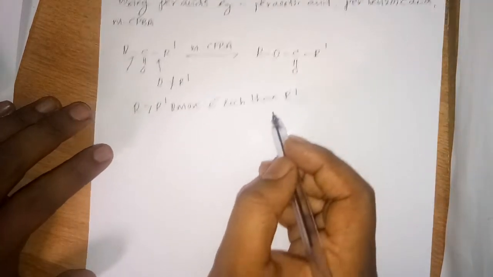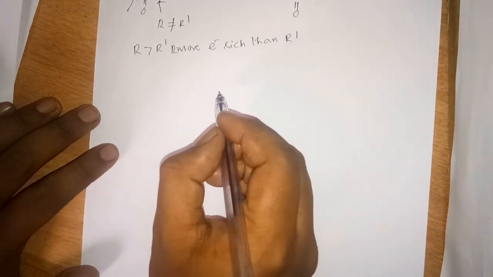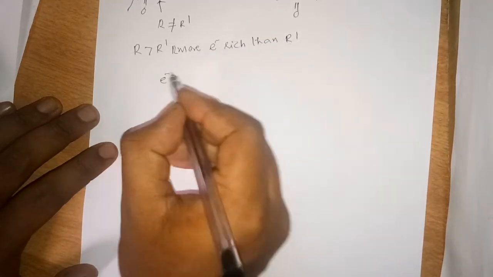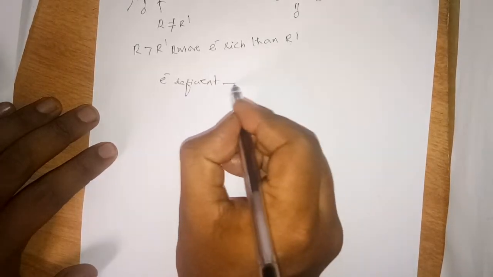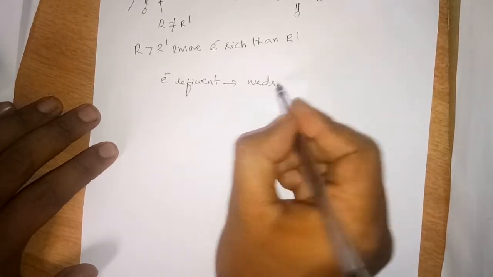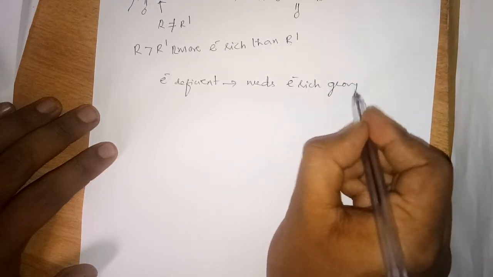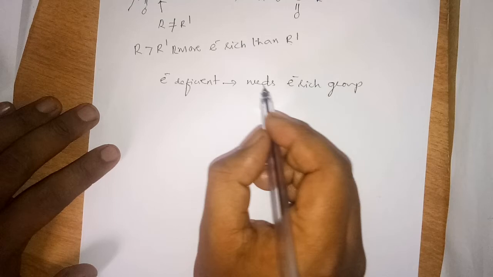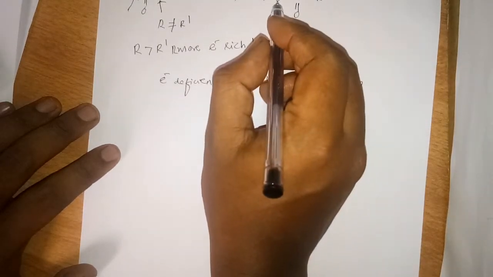Here we already know that these peracids, oxygen rich compounds, are electron deficient compounds. Electron deficient needs electron rich group. So that is why any electron rich group migrates preferentially to the oxygen.